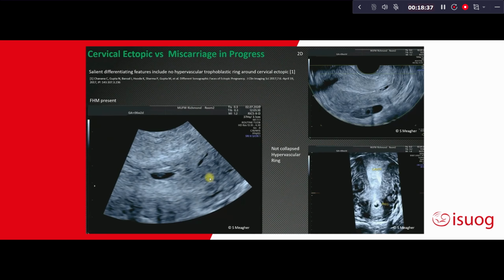Cervical ectopic pregnancies are rare, and many of these, when you look at these, may strike you as being cervical ectopic pregnancies, but in fact they are miscarriages in progress.